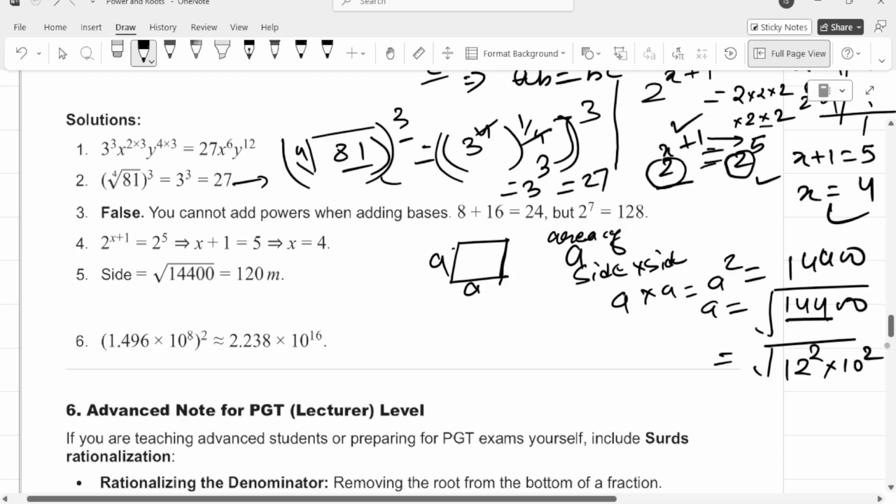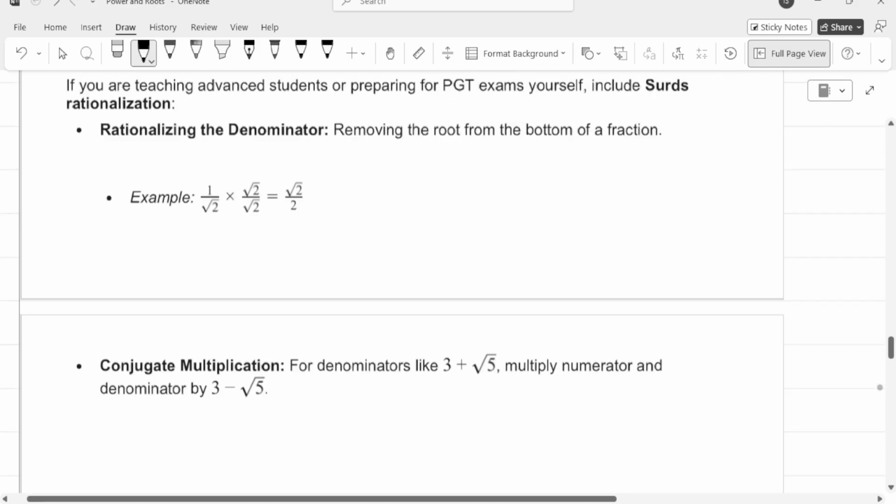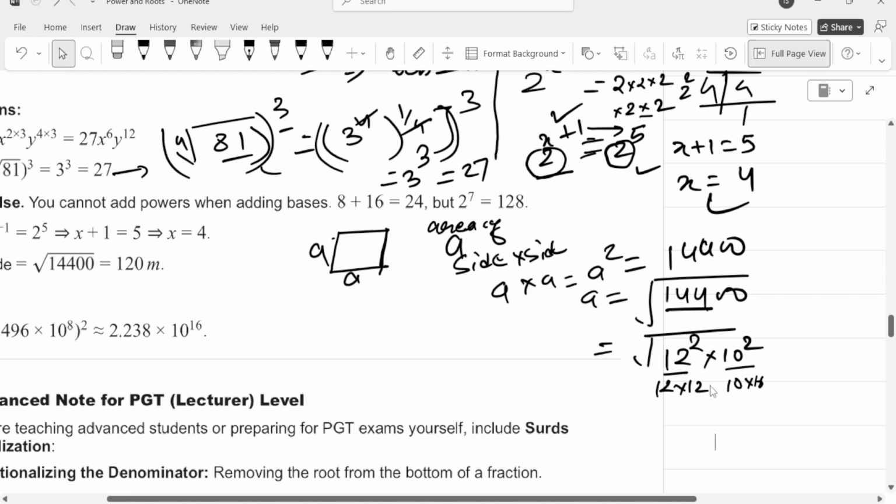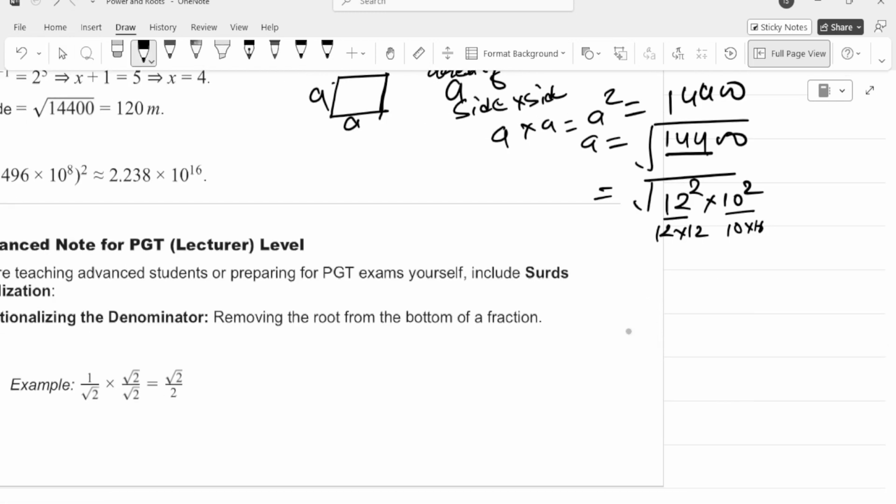You can do prime factorization, then you have the complete solution. So for 12 square, the pair is 12 into 12, and for 10 square, 10 into 10 pairs. So what comes outside is 12 and 10. So when you calculate, 120 centimeter square, here's the solution.